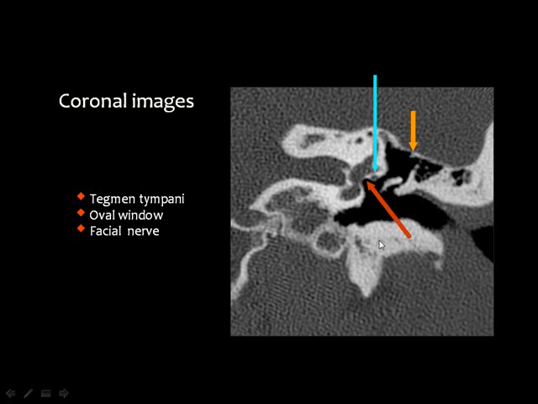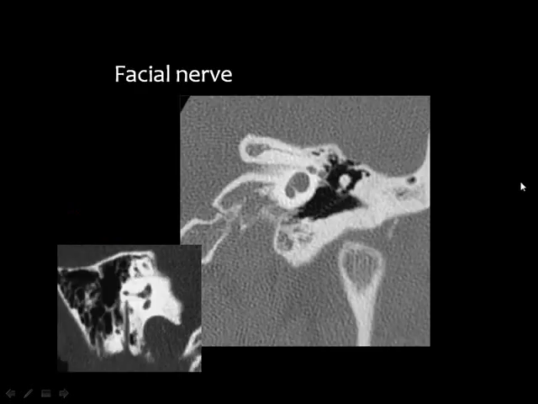Then the course of the facial nerve below the lateral semicircular canal. You can see this is the lateral semicircular canal, and you can identify this very small dot which represents the facial nerve coursing below the lateral semicircular canal in order to go into the facial recess, then coming out through the stylomastoid foramen. Then if you look here, you can see this is the vertical part of the facial nerve coming outside the cranium through the stylomastoid foramen, and this is the mastoid air cells, and this is the styloid process.